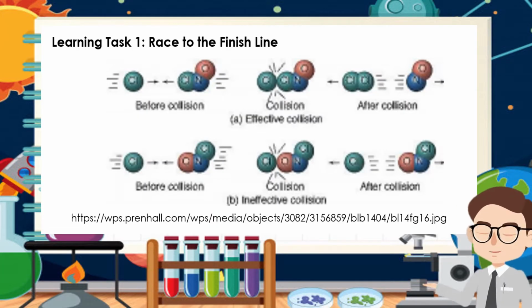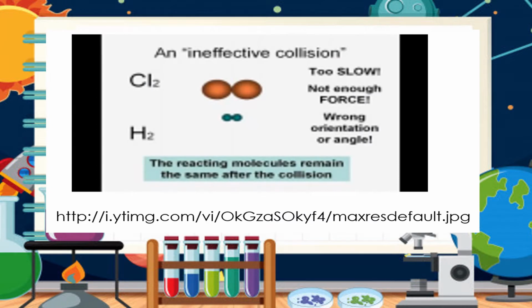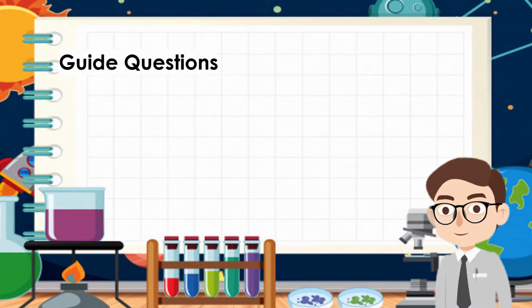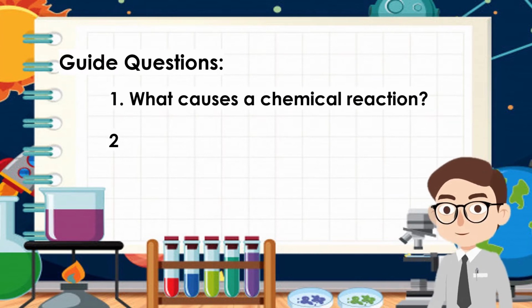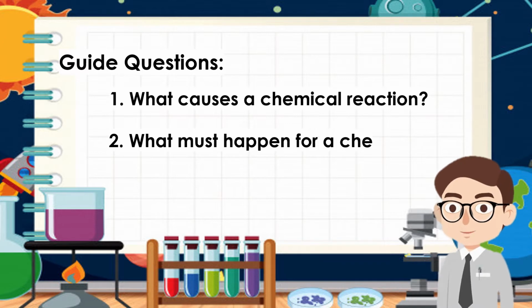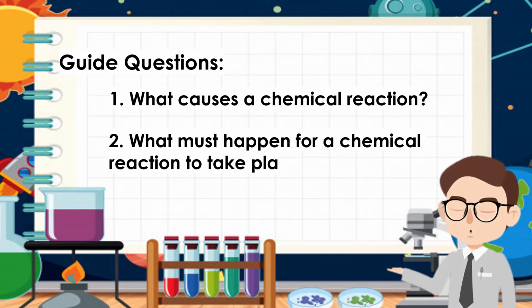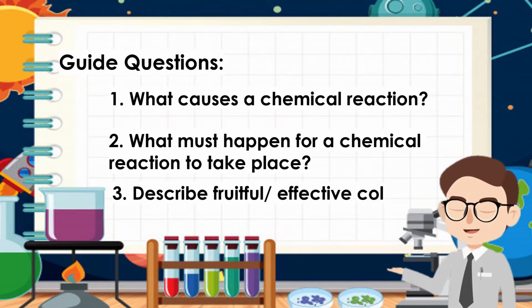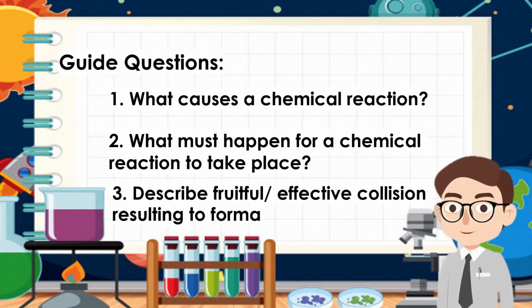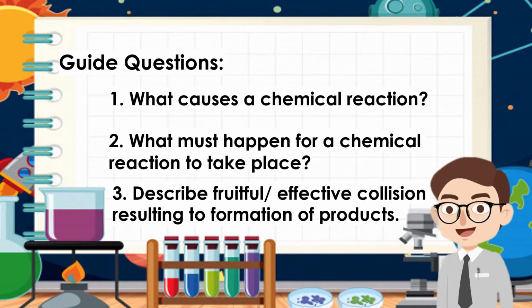Okay, students, so let us do learning task number 1, race to the finish line. Write the answer on your notebook. Guide questions. Number 1. What causes a chemical reaction? Number 2. What must happen for a chemical reaction to take place? Number 3. Describe a fruitful, effective collision resulting in the formation of products.